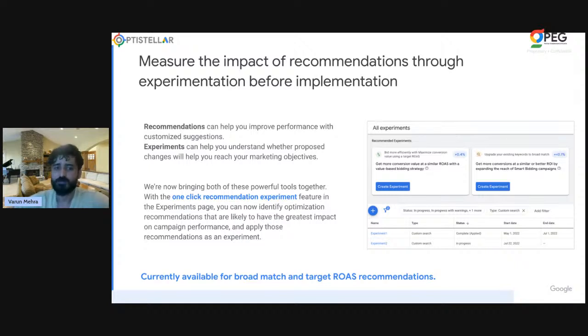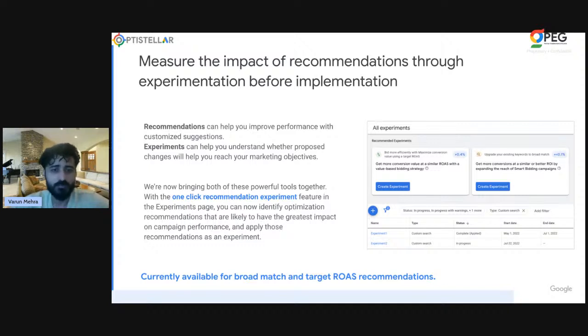Okay, another point that we have is that you can also measure the impact of recommendations through experimentation before implementation, right? You might have a doubt and not want to apply a recommendation just because you're not completely sure how it would work out for you, right? So you can now apply a recommendation through experimentation, which helps you understand whether the proposed changes will help you reach your marketing objectives or not.